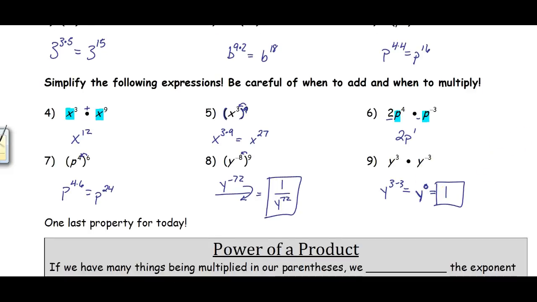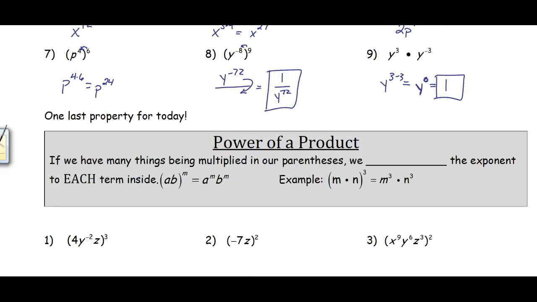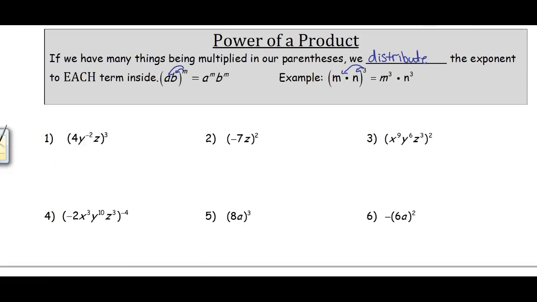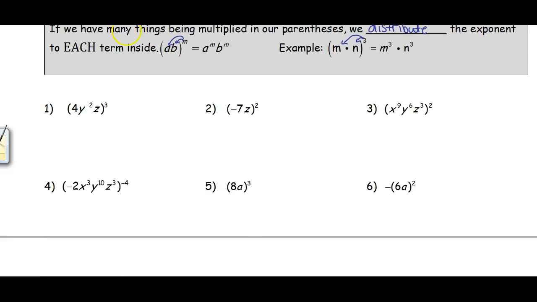All right, let's look at one more thing for today then. If we have many things being multiplied in our parentheses, we distribute the exponent to each term on the inside. So for example, you go ahead and distribute here. Distribute here. Each term needs to be distributed the exponent. So let's go ahead and take a look at an example. So number 1, how many terms do we have on the inside? You have 4, you have y, and you have z. So that 3 needs to be distributed to everything.